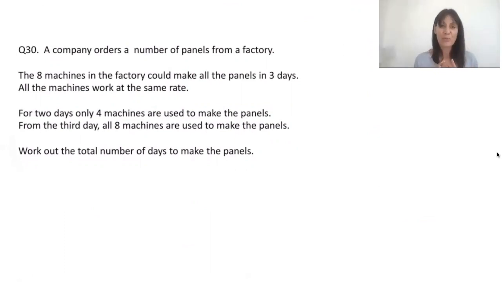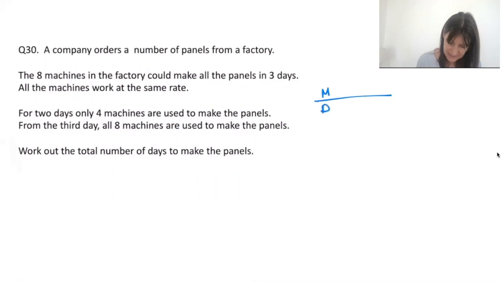Okay, so we've got a bit of inverse proportion going on, but it's not the only thing that we need to help us solve this question. We know that if 8 machines in the factory could make all the panels in 3 days, that 4 machines are going to take twice as long, aren't they? Okay, so let's just make a note of that. We've got our machines and we've got the number of days. And we know that 8 machines will make them in 3 days. That's a fact that they gave us, okay?